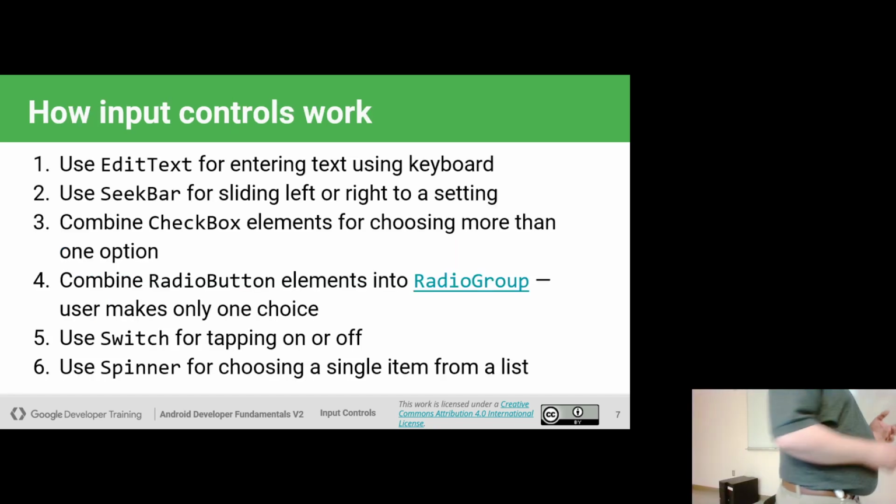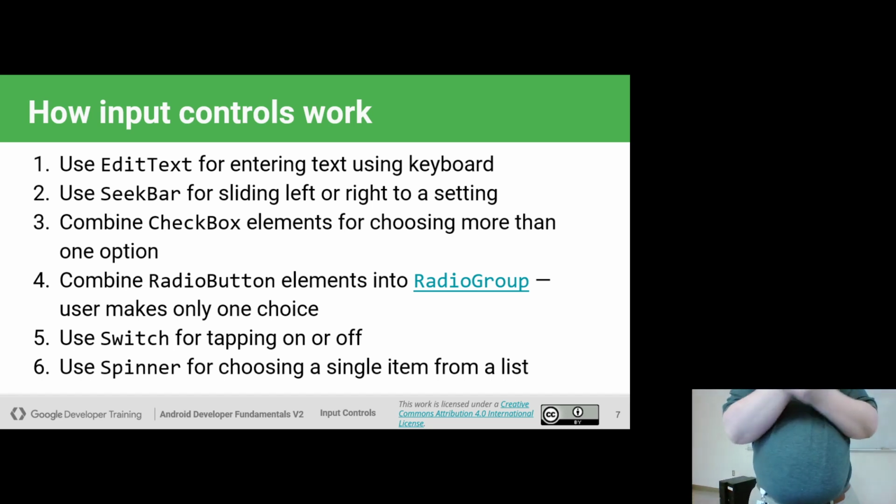Okay, so let's talk about EditText first. EditText, I mentioned part of this. EditText is used for entering stuff with the keyboard. Then there's the seek bar, left to right. We use a combination of checkboxes if you have more than one thing you want to pick. Radio buttons will be put into a radio group if you want to say, hey, pick one of these options.